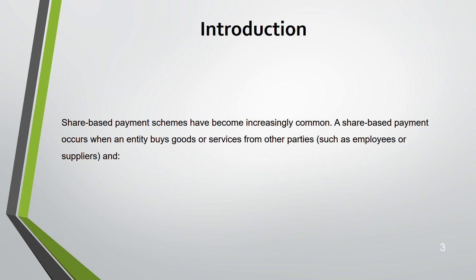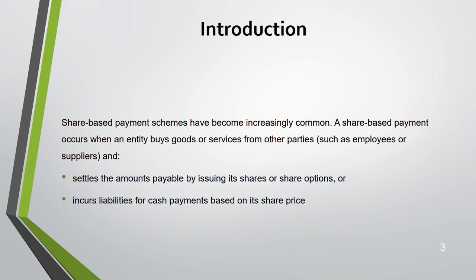When you buy goods and services from other parties, could be your employees or your supplier, you either pay them by issuing shares. This is share based payment. That means you are paying them in shares instead of cash. What do you do when you normally buy goods and services? You pay them cash. If you buy on credit, you pay them cash later on after a certain amount of time. But here, you are not paying them in cash. You are paying them in shares or share options. Or second, you pay them in cash, but that cash payment is based on the share price. So it has to do with the share price. You either pay them in shares or share options, or in cash, but that cash is based on the share price. In these two ways.